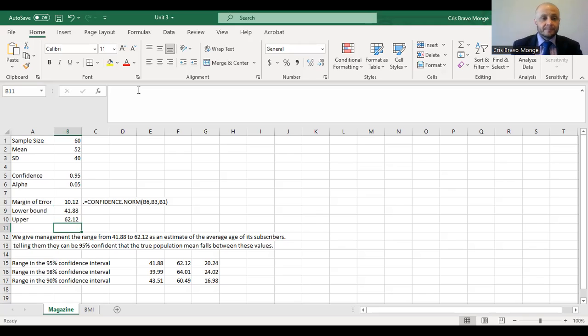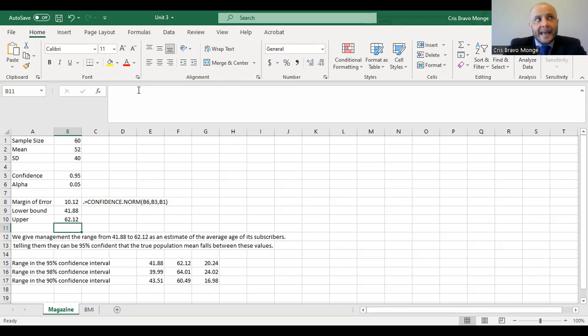We tell them that they can be 95% confident that the true population mean will fall between 42 years old, and 62. If we had gone just with the average, just with the mean, we would say your average subscriber is 52 years old. But now we can tell them even more. We can say you can be 95% confident that the true population mean would be between 42 and 62.